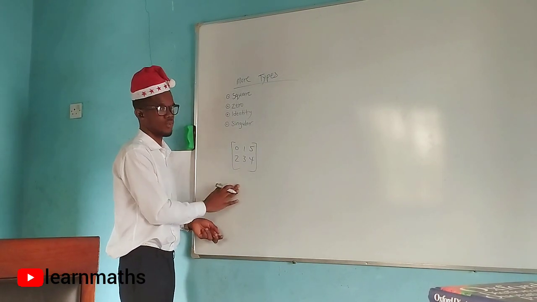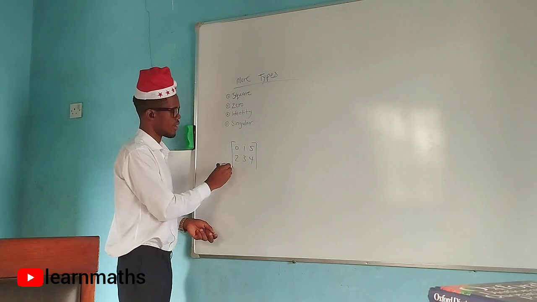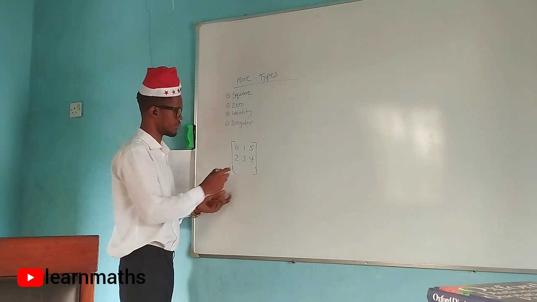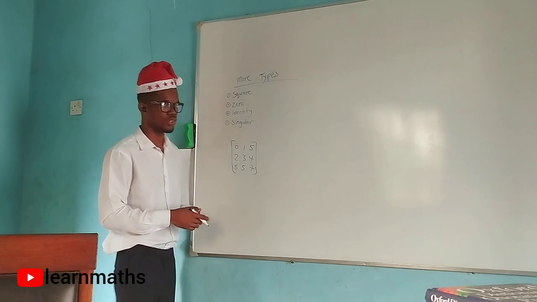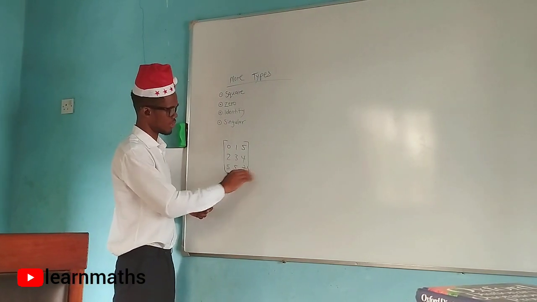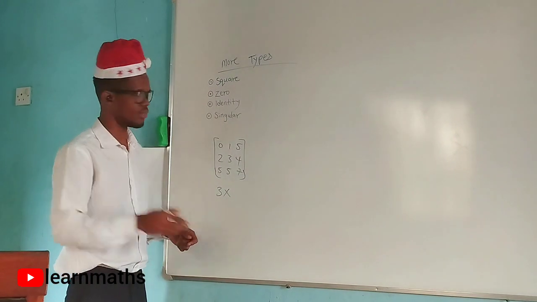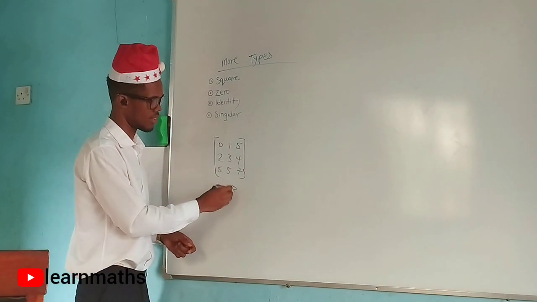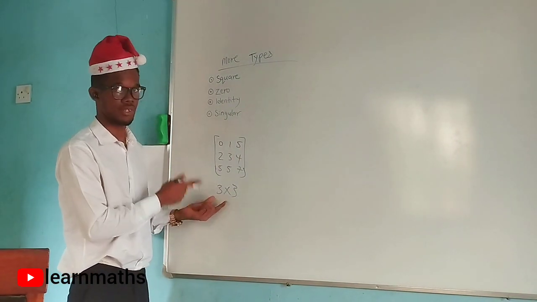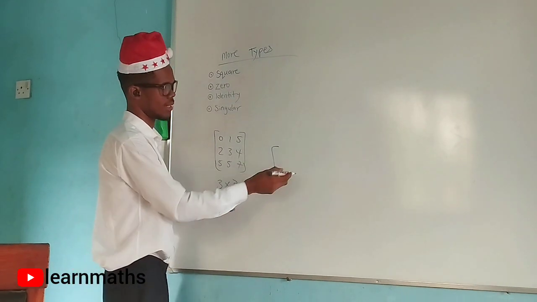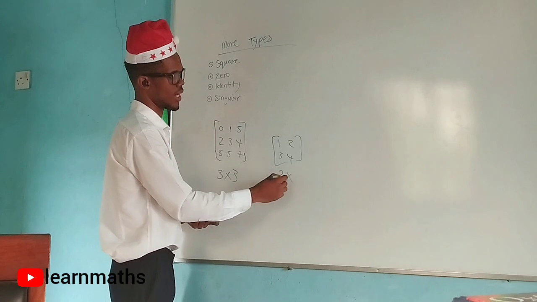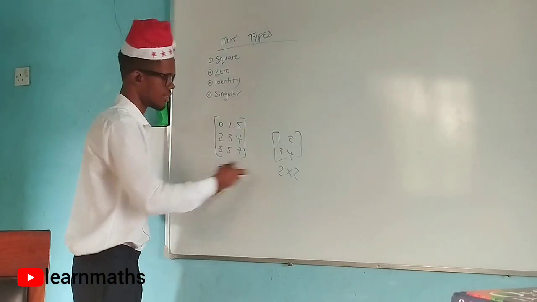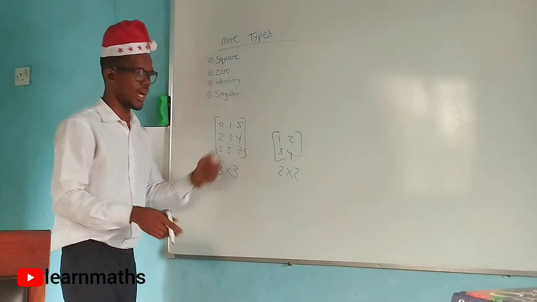If I'm to make this a square matrix, I will have to add another row, right? So let's add something to it. 5, 5, 7, right? Now, how many rows do we have? 1, 2, 3. 3 rows, right? How many columns do we have? 1, 2, 3. 3 columns as well. So this is a square matrix. You understand? Another example of a square matrix. We have 1, 2, 3, 4. Right? This is a 2 by 2 square matrix. We have 3 by 3, 4 by 4, 5 by 5, and so on.